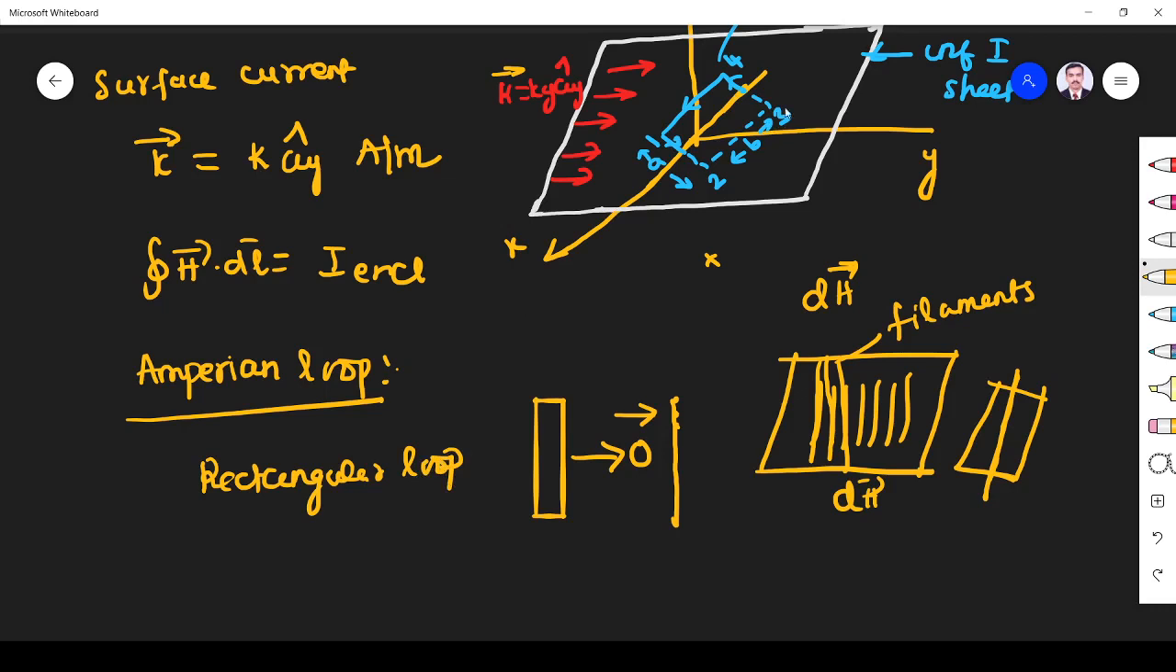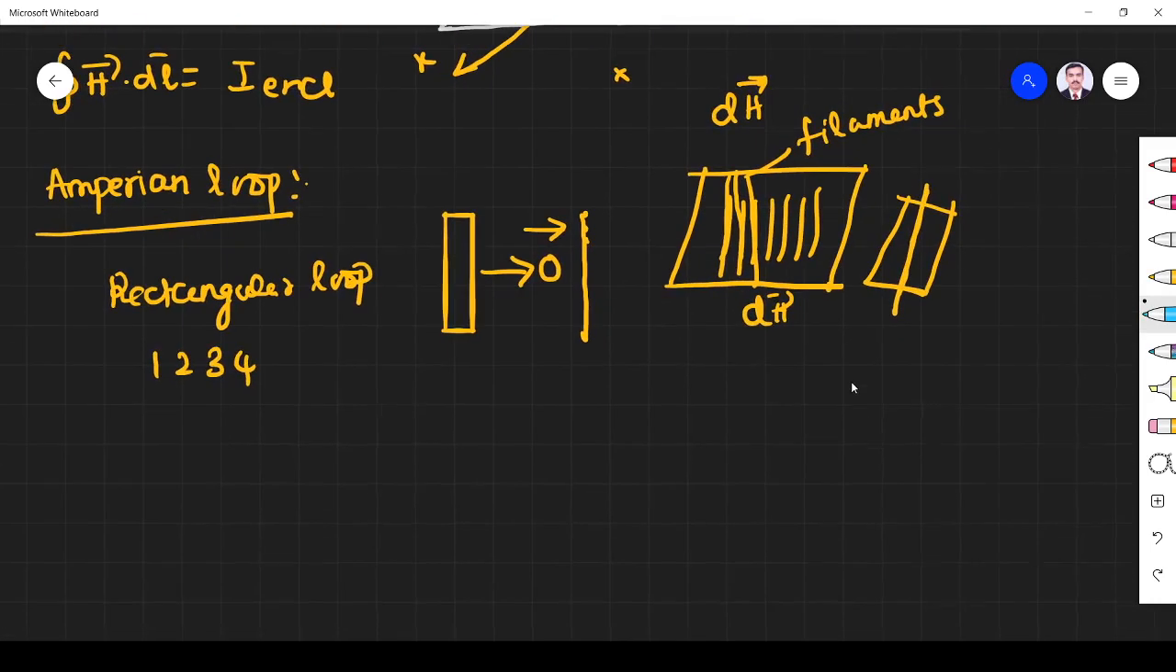So my sheet has filaments like this. This is also one of the filaments. As per Ampere Circuital law, your loop should cover the source, so I keep my rectangular loop perpendicular to the sheet. One half of the loop is above the sheet and the other half is below the sheet. The loop is the rectangular loop 1, 2, 3, 4. Now we can apply Ampere Circuital law and find the answer.